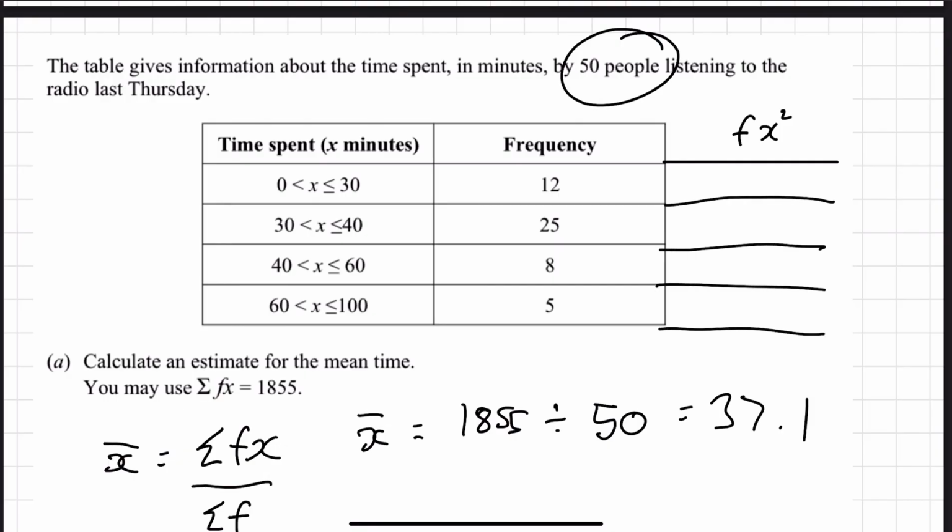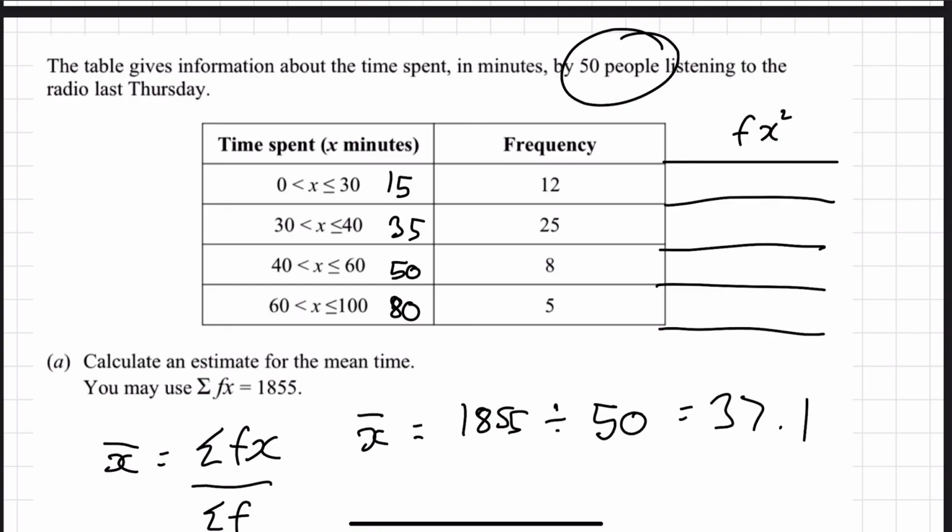So what you need for your x is you want to find the midpoint for continuous data. So from 0 to 30, we've got 15. From 30 to 40, we've got 35. And then we've got 40 to 60, we've got 50. 60 to 100 is 120. That is not right. 60 to 100 is 80. My bad. Being a bit daft.